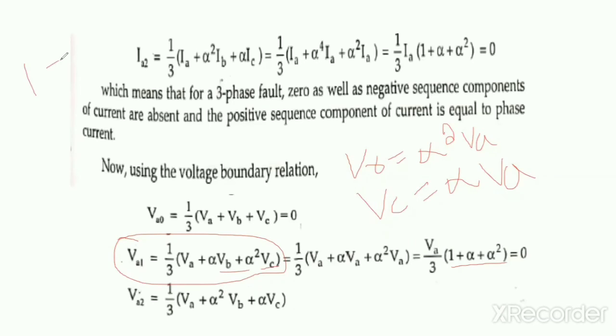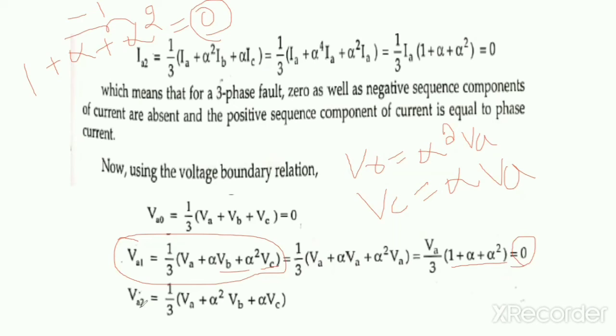We also know the value of 1 plus alpha plus alpha square, that will be equal to 0. Why? Because alpha plus alpha square has a value of -1. Therefore, 1 plus -1 is equal to 0. Okay, then we obtain 0 voltage.